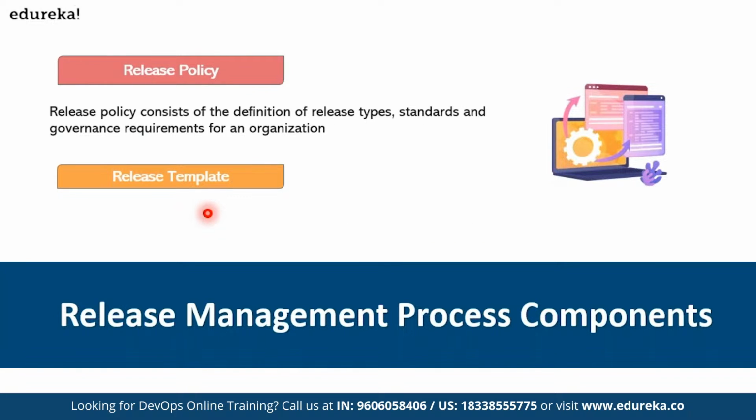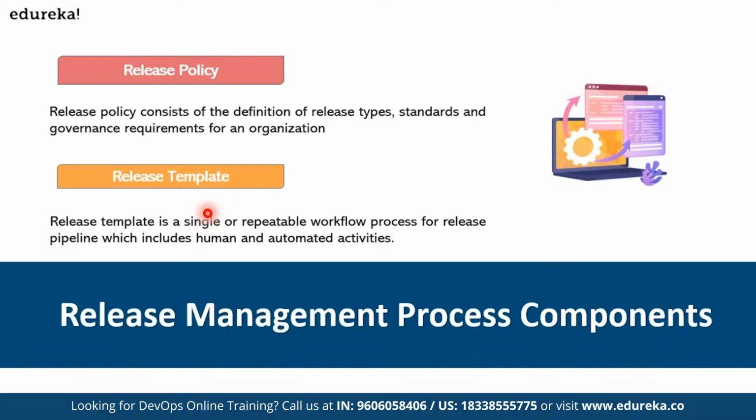The release policy consists of definitions of release types, standards, and governance required for an organization. So what do you mean by this? In industry, if any release is given, there has to be a policy for it, right? What kind of release is this? What standards of release are you maintaining? What is the governance requirement for an organization? All these need to be understood by a DevOps engineer in order to have a release policy.